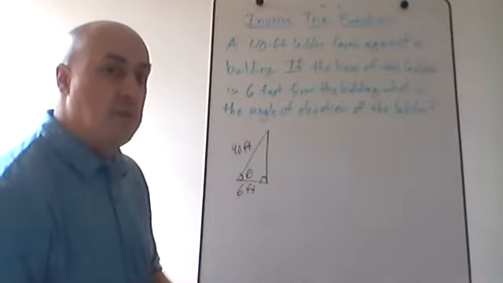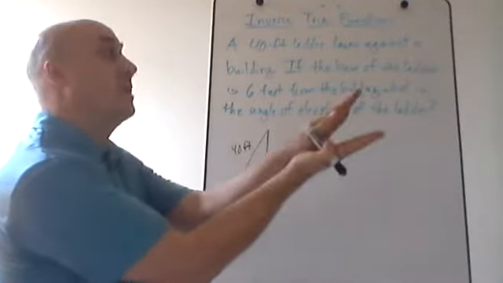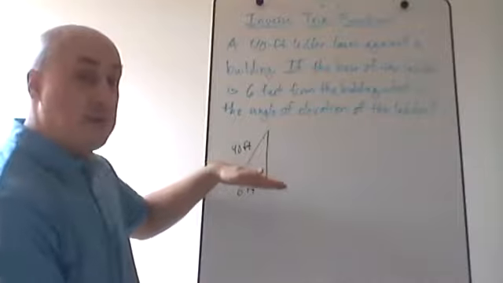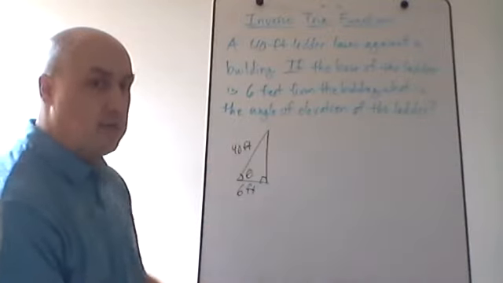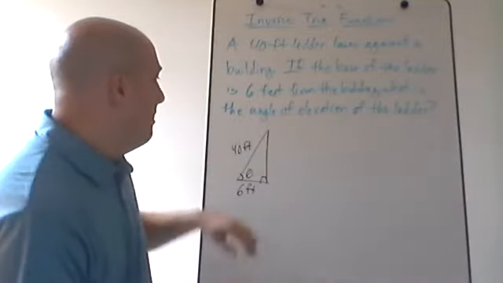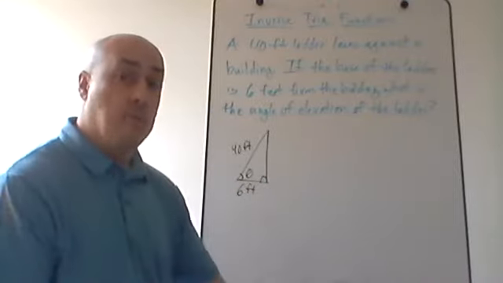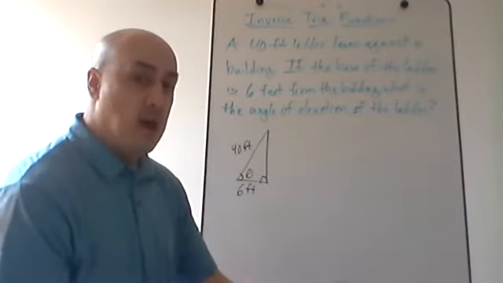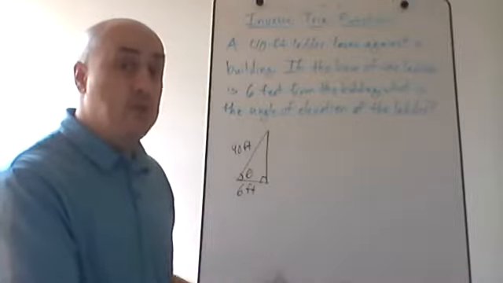The angle of elevation, remember, is the angle from the horizontal looking upwards. Right? So from the horizontal, from the ground looking upwards, that's our angle of elevation. That's what we're looking for here. So first thing, when you're dealing with a word problem that can be modeled with a right triangle, your first step should be to draw a right triangle.